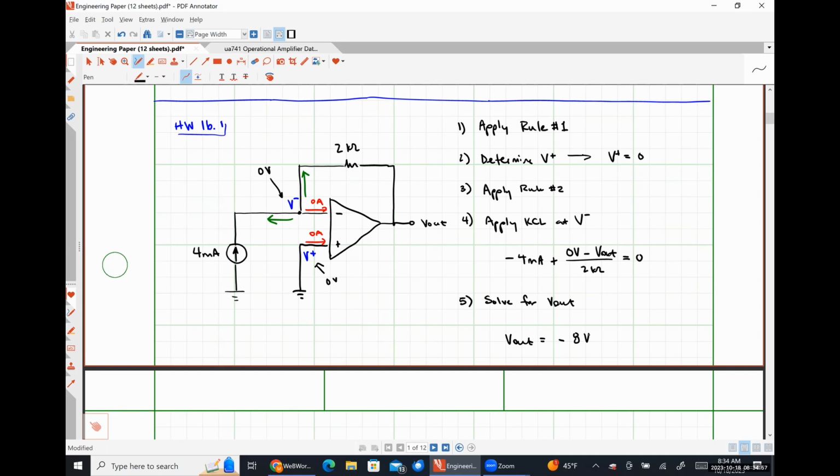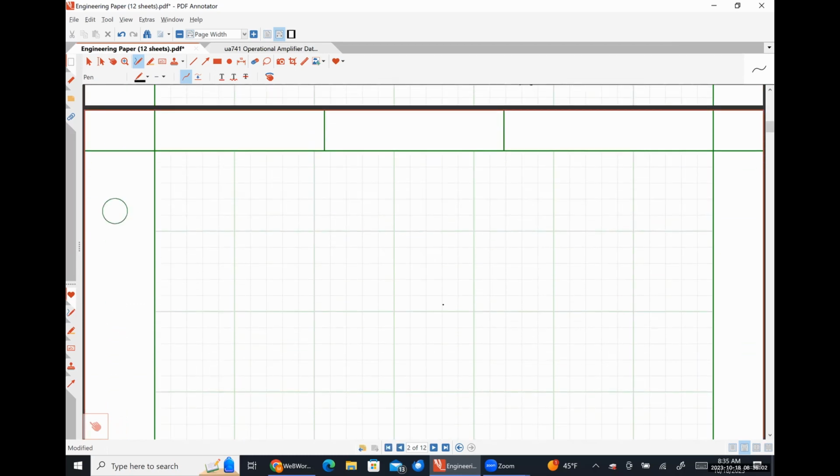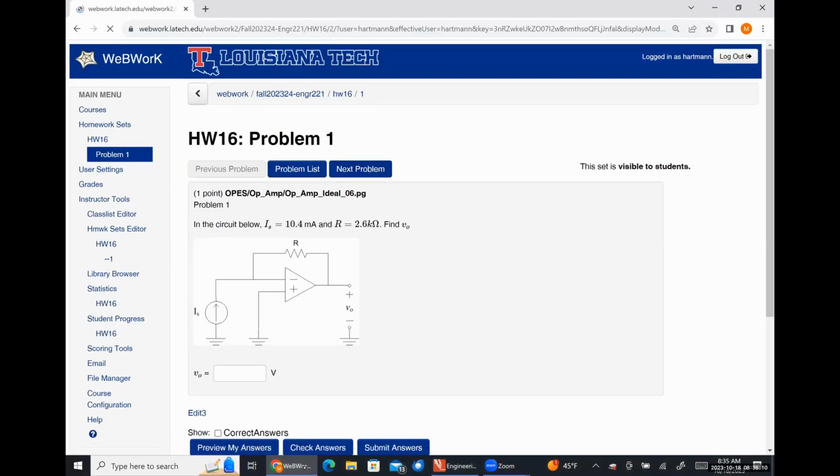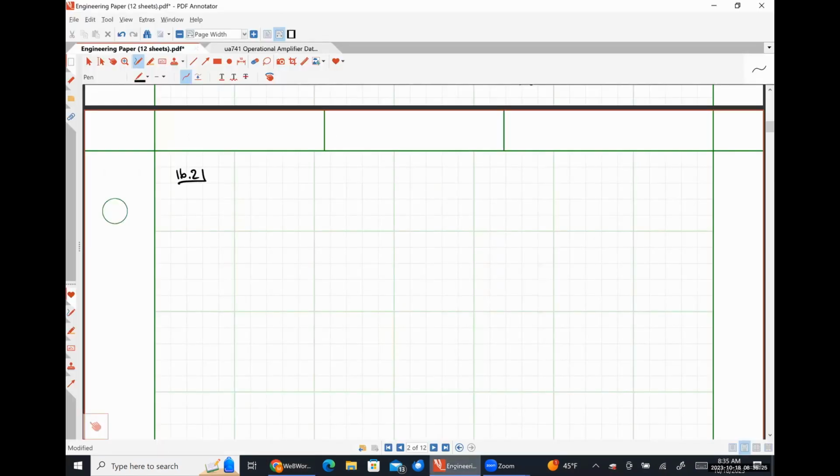All right, so let me show you what I mean. Let's work homework 16, number 2. So in 16, problem 2, it's the exact same circuit, but we now have a voltage source connected to our non-inverting input terminal. So here's our current source. So let's make this 2 milliamps.